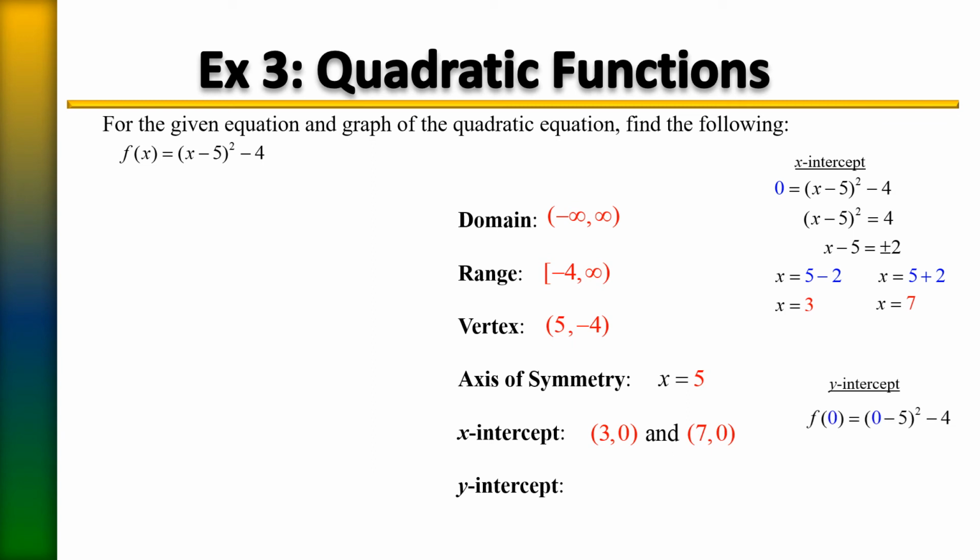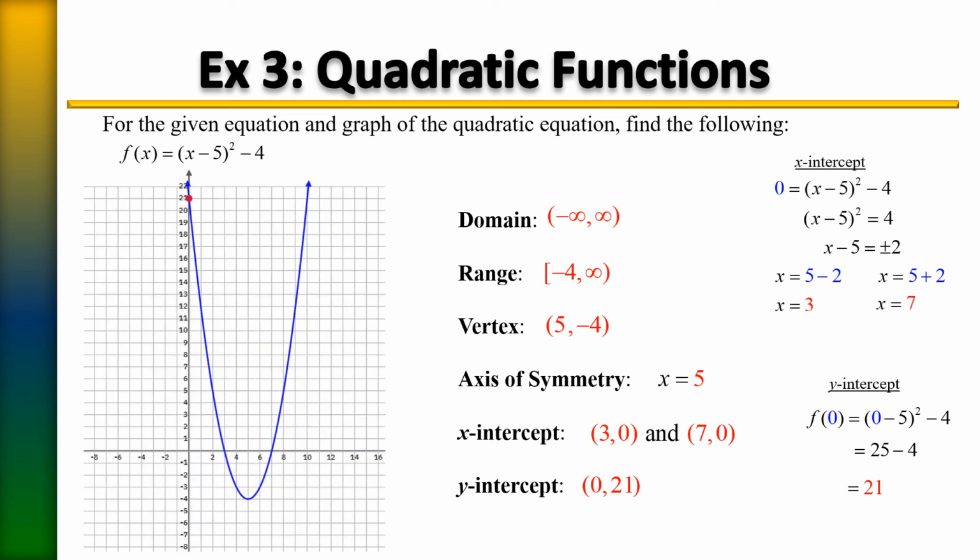So now that we've removed the x and replaced it with 0, let's do the math. Negative 5 squared, that's negative 5 times negative 5, which is 25. 25 take away 4 is 21. So when we plug in a 0, what we get out is a 21. So the ordered pair is (0, 21).